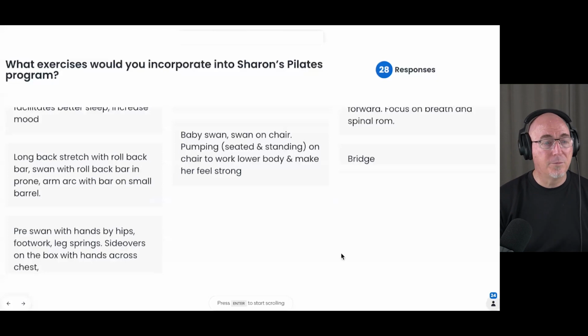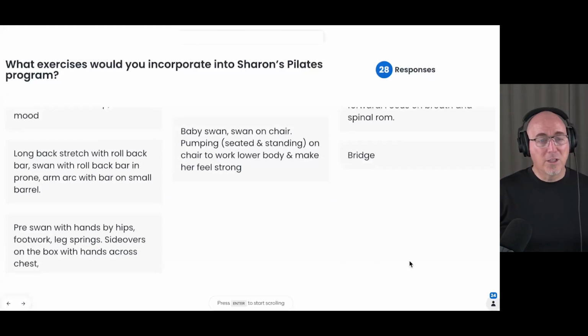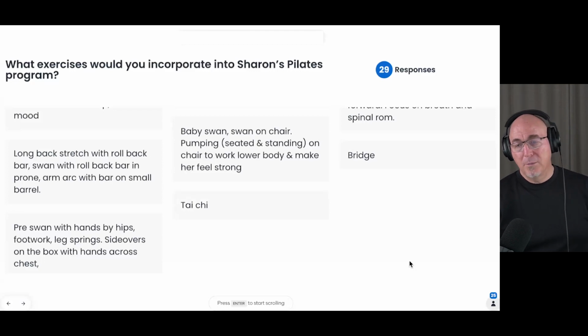This is good stuff. Long back stretch with rollback bar, swan with rollback bar. Right, arm marks with the bar on the small barrel. So that bar to me is one of the most powerful tools. You know, and we just have to see what they can handle.